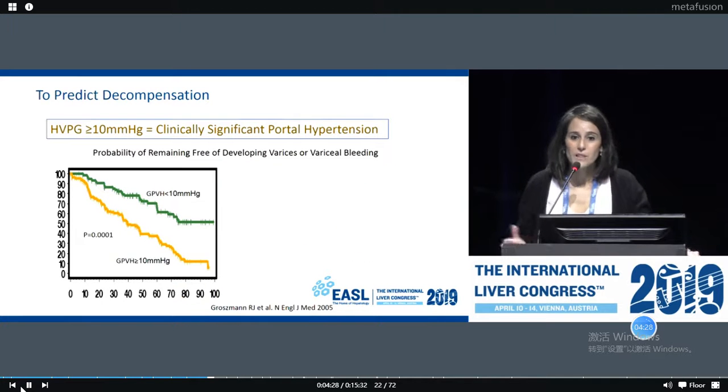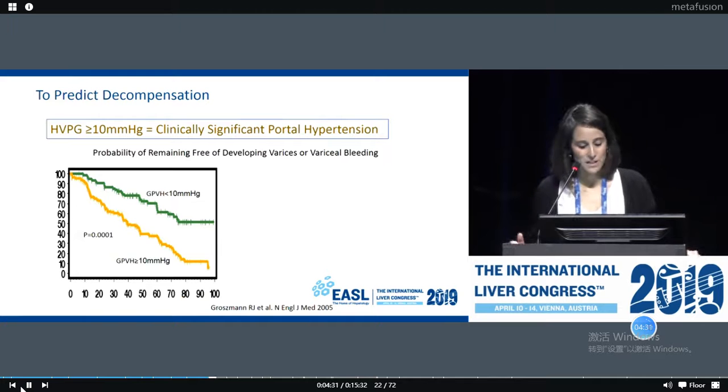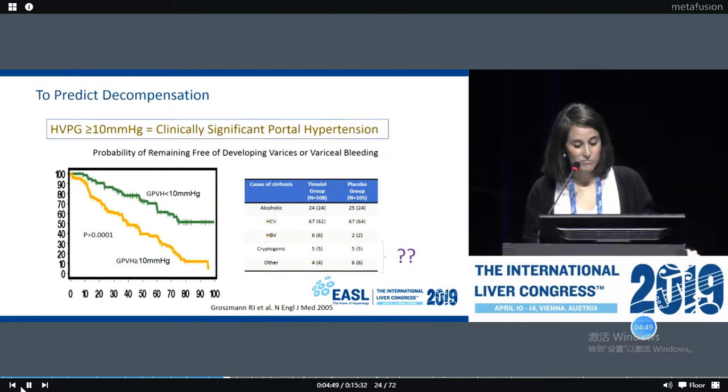So we know from this seminal work from Dr. Groszmann in 2005 that a threshold of 10 millimeters of mercury is associated with a probability of developing varices and having a variceal bleeding, and this is what we call clinically significant portal hypertension. And I just wanted to emphasize that in this trial, no patients with NAFLD were thought to be included, although probably a few were included in this other cryptogenic category.